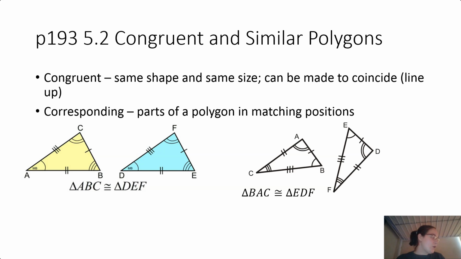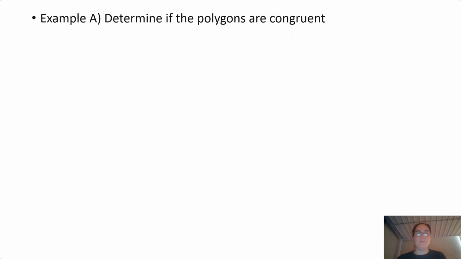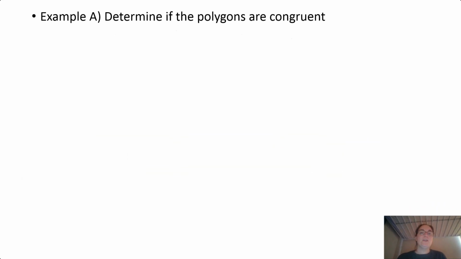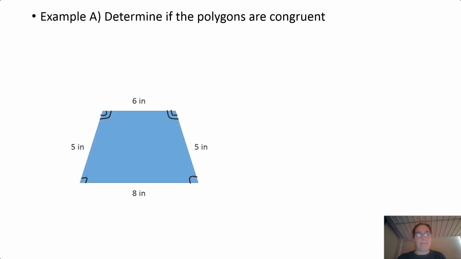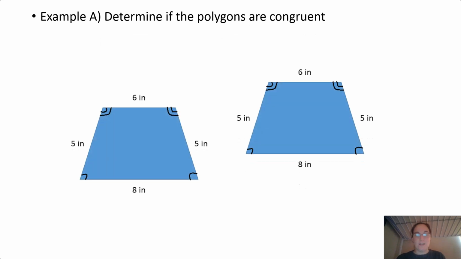Okay, so in this, for polygons generally to be considered congruent, all corresponding sides must be equal and all corresponding angles must be equal. Now, with triangles, we do have some special rules we're going to go over in a second, but I want to talk about example A first. Example A just says, determine if the polygons are congruent. Here's one of the polygons, here's the other.